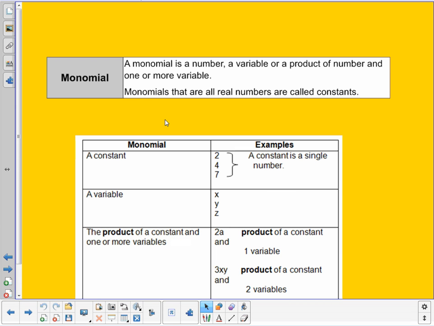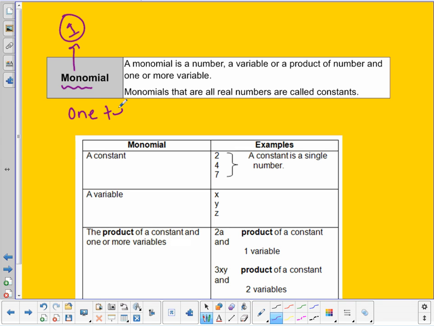A monomial is a number, variable, or product of a number and one or more variables. Monomials that are real numbers are just called constants. So basically, think of the word mono. Mono is a prefix that means one. So a monomial is one term. When we were talking about polynomials, the prefix poly means many. So that was something that had many terms. So a monomial is just one term.